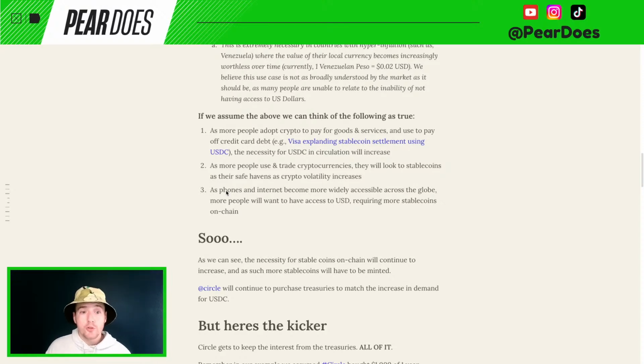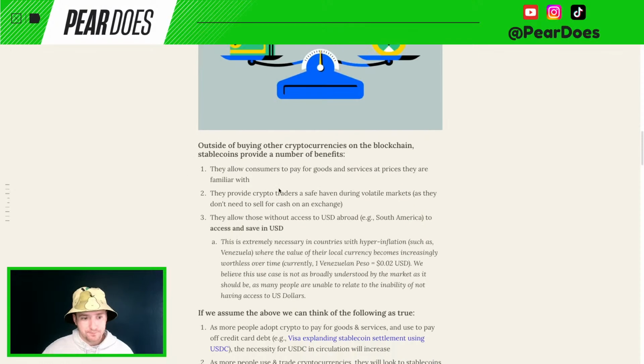As more people use and trade cryptocurrencies, they will look to stablecoins as their safe havens as crypto volatility increases. Again, as more people come online to trade, not only are people going to be using crypto and stablecoins to pay for goods and services, they're going to be trading and speculating more, so they're going to need a stablecoin to flock to. And then third, as phones and internet become more widely accessible across the globe, more people will want to have access to US dollar, requiring more stablecoins on chain.